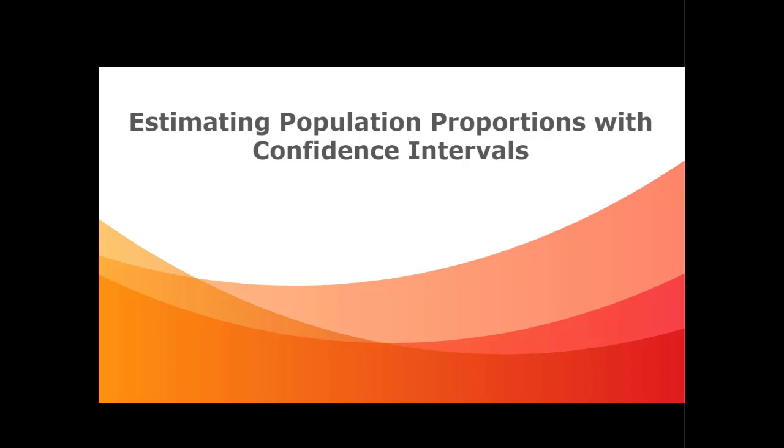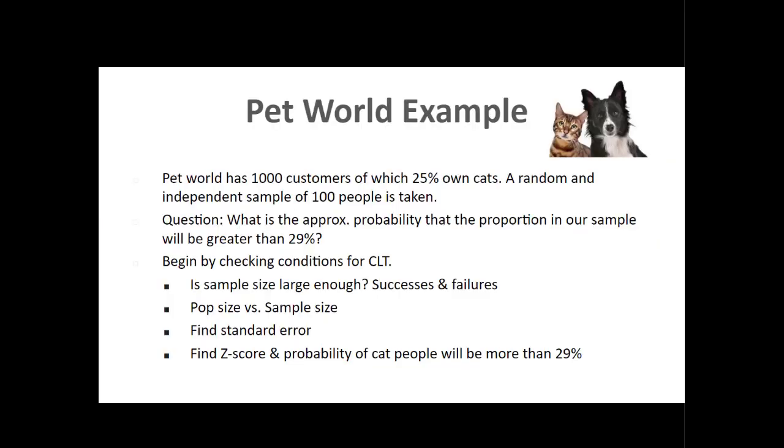But the best part is we're going to be estimating population proportions with confidence intervals. Yay! In our last lecture, we used the distribution of sampling proportions to estimate the probability of an event. Let's do a quick example just to do a little refresher. So this one is about pets, and it says Pet World has 1,000 customers, of which 25% own cats. A random and independent sample of 100 people is taken. Question: what is the approximate probability that the proportion in our sample will be more than 29%?